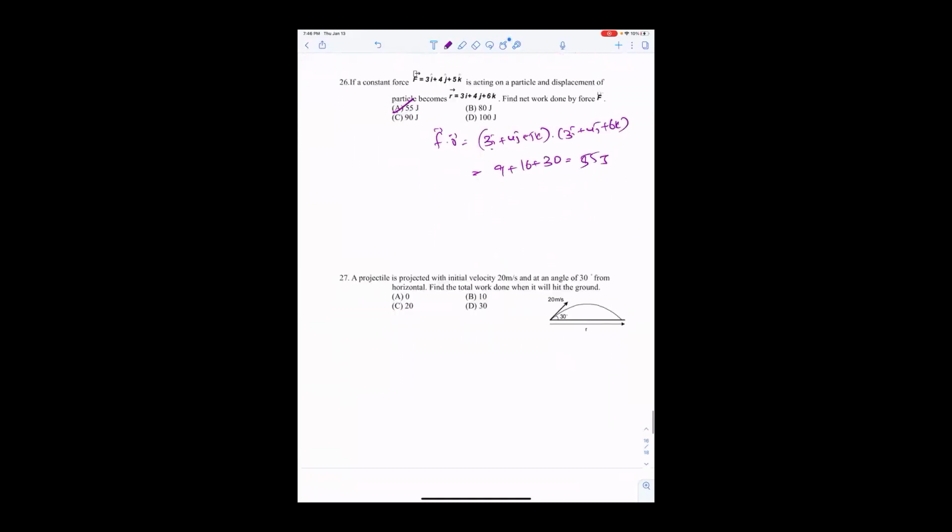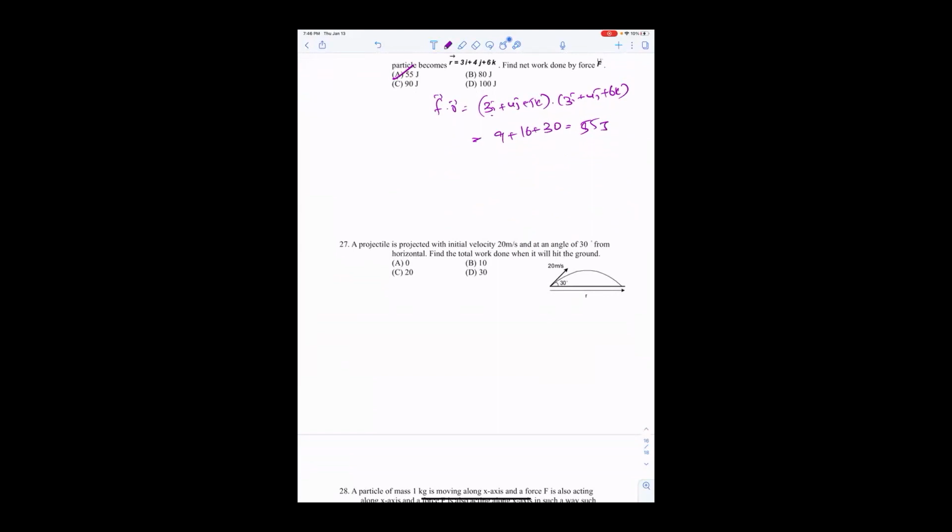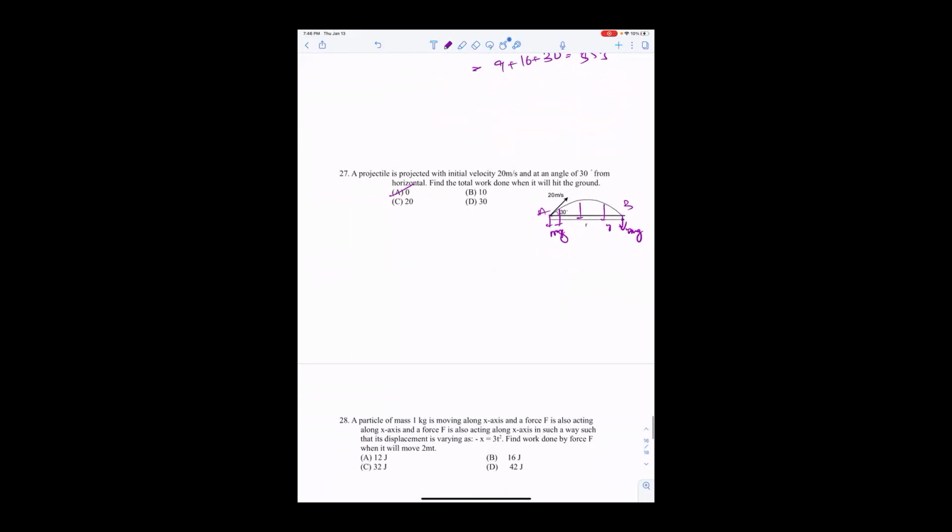A projectile is projected with initial velocity 20 meters per second at an angle of 30 degrees from the horizontal. Find the total work done when it hits the ground. So mg is always downwards, and the net displacement from starting to ending is how much, guys? 0. So net work done is 0.